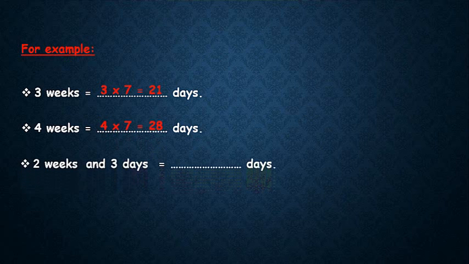2 weeks and 3 days. What do you think? Instead of 2 weeks, yes, 14. Why? Because 2 times 7 equals 14. And instead of the word and, we are going to make plus. So plus 3. So 14 plus 3 equals 17 days. So there are 17 days in 2 weeks and 3 days.